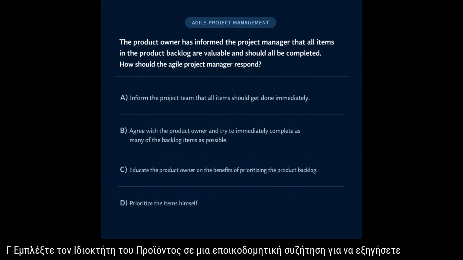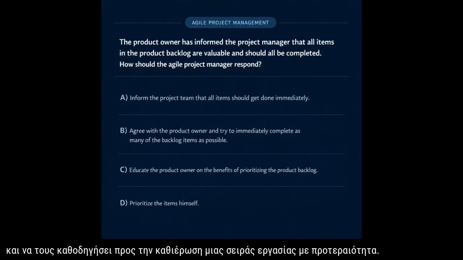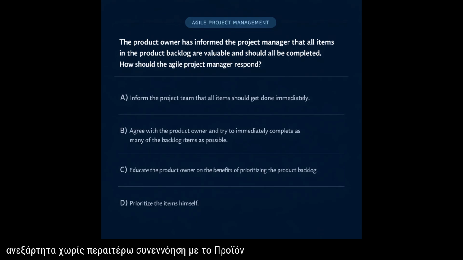C. Engage the product owner in a constructive discussion to explain the value and best practices of prioritizing the product backlog, and guide them toward establishing a prioritized order of work. D. Take personal initiative to prioritize the backlog items independently, without further consultation with the product owner.